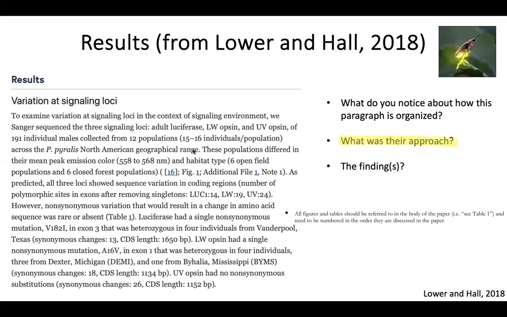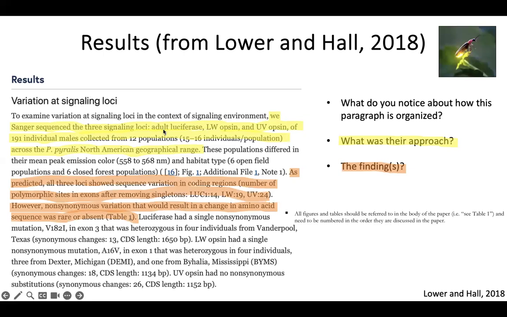All right. So first thing they did here is they used the 2 to x, we did y format to examine variation at signaling loci in the context of the environment. We did this approach. So essentially they're recounting their methods to sort of recalibrate the reader to what they did. And then they talk more about the findings.